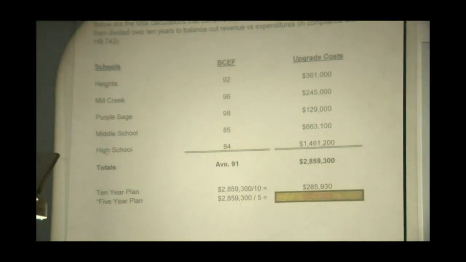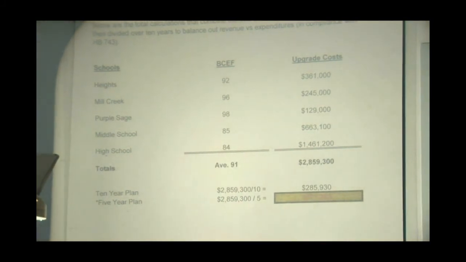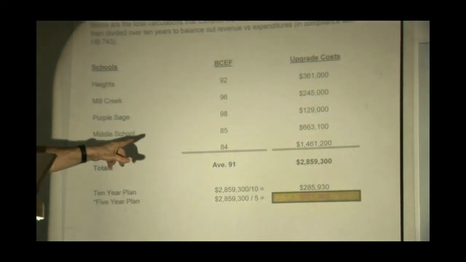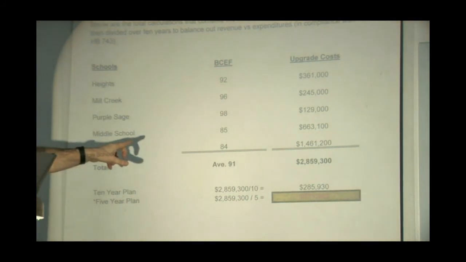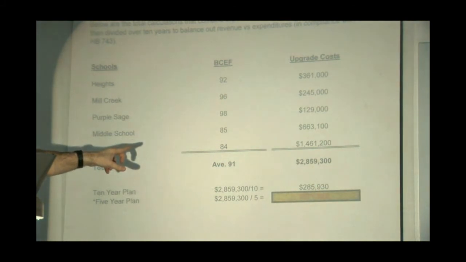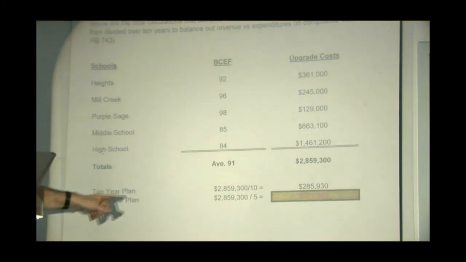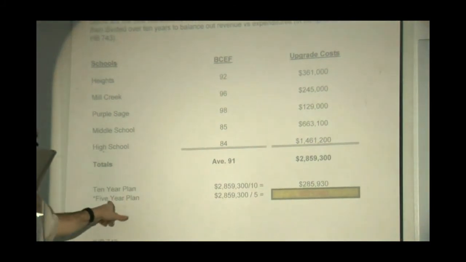Good score, right? You go back to your guide and say, what is a good building? 90 or above, good building. An average of 90 says the Middleton School District has done a pretty good job of maintaining or putting new buildings up. But guess what? Almost $3 million worth of upgrade, which is over 10 years, over 5 years.